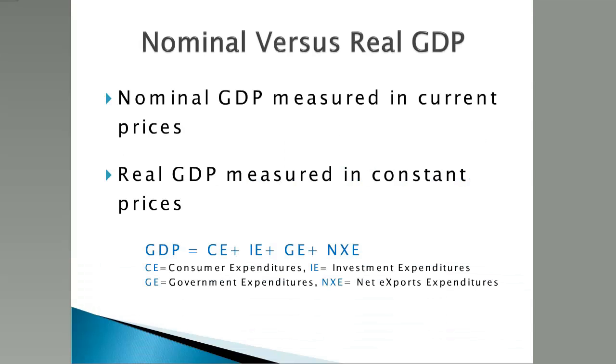How do you get the gross domestic product? By adding the four components: consumer expenditures, investment expenditures, government expenditures, and net exports.